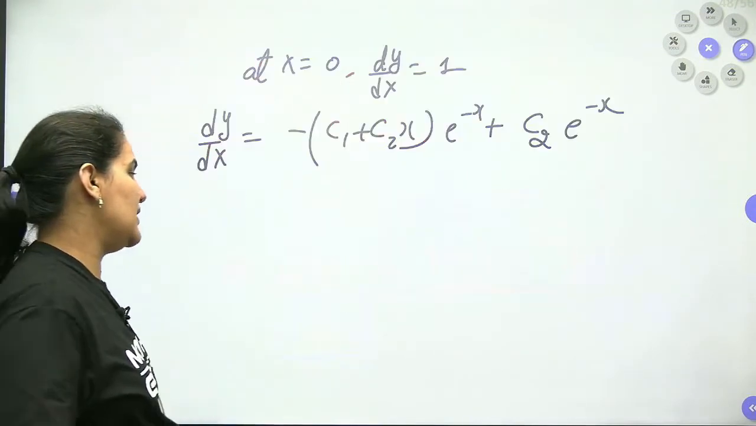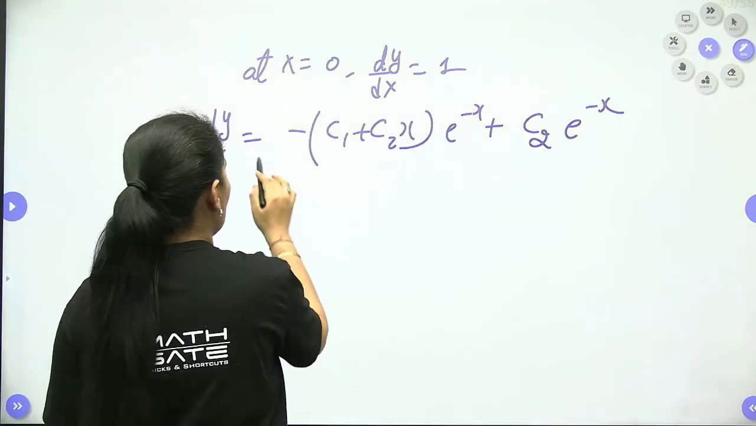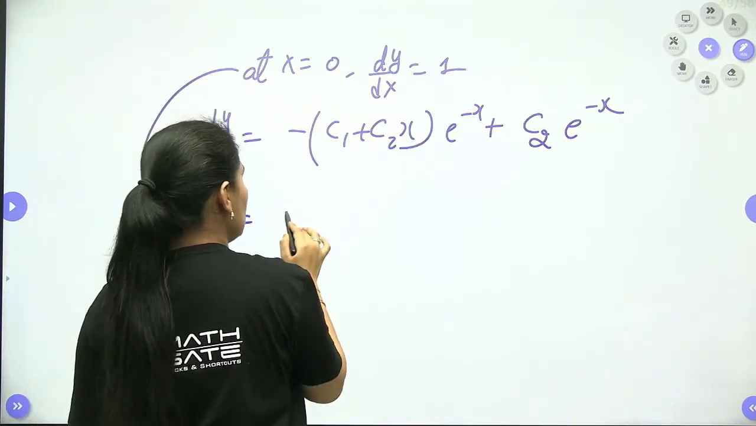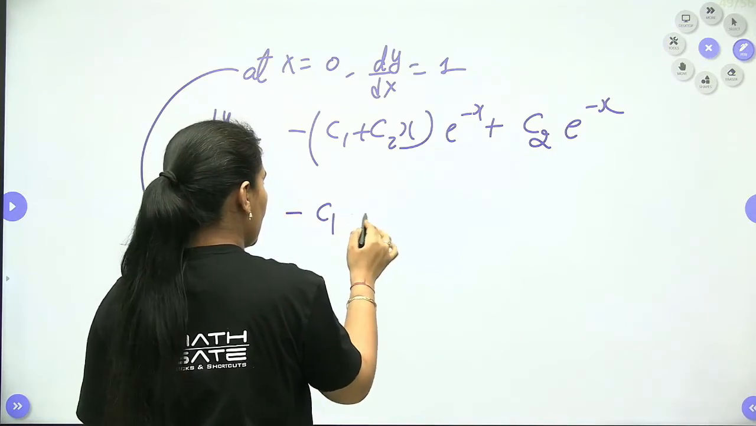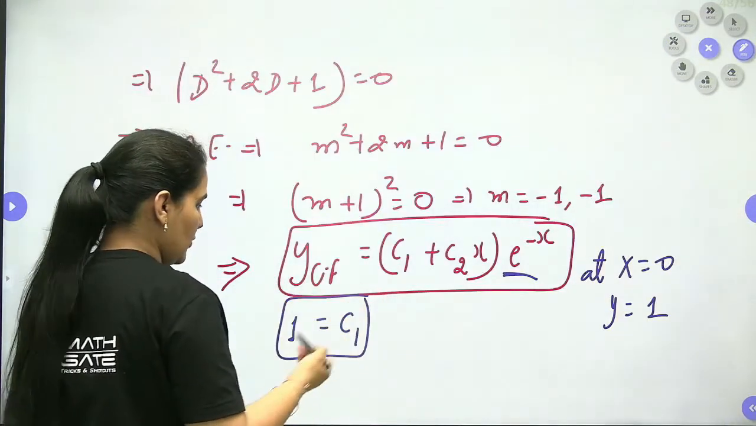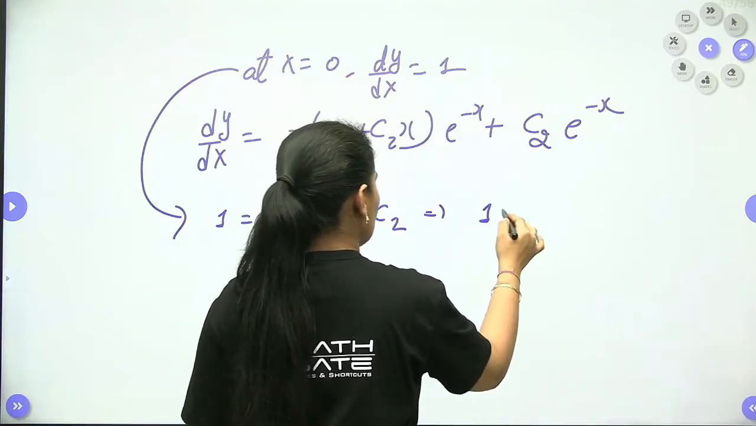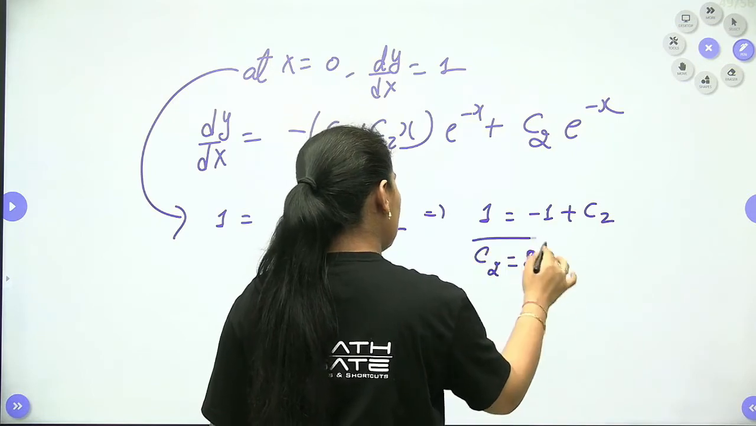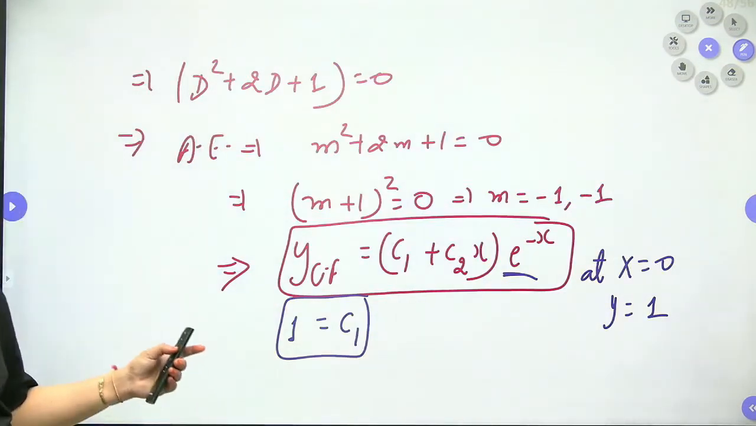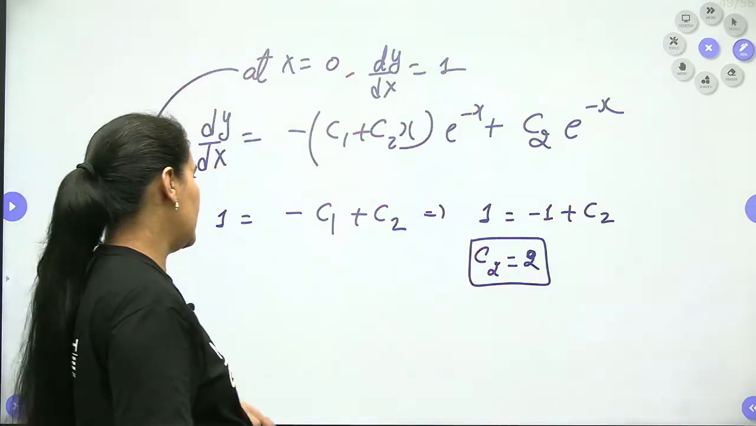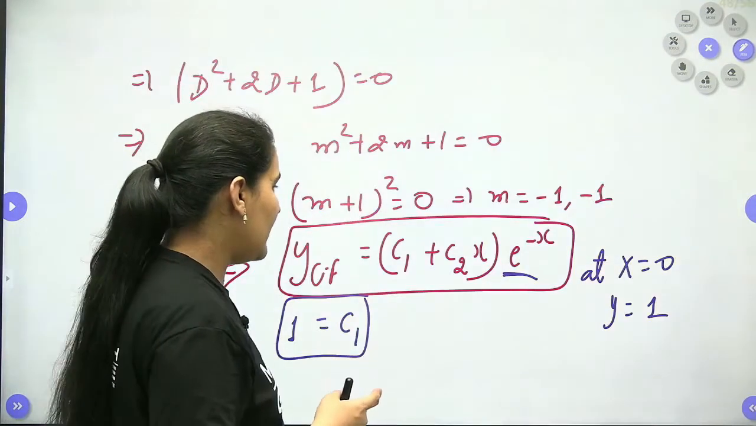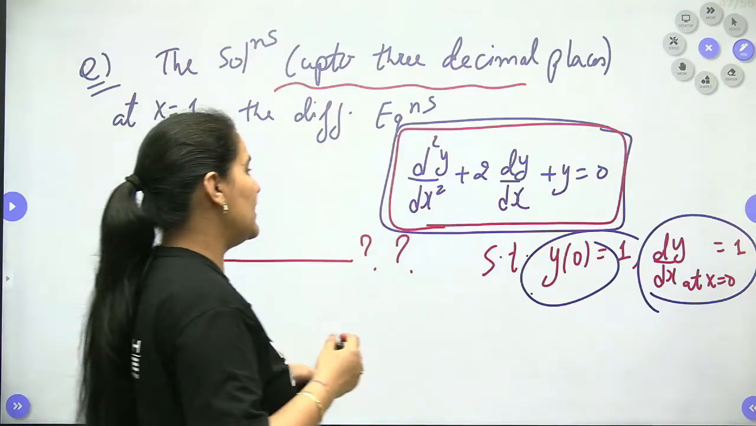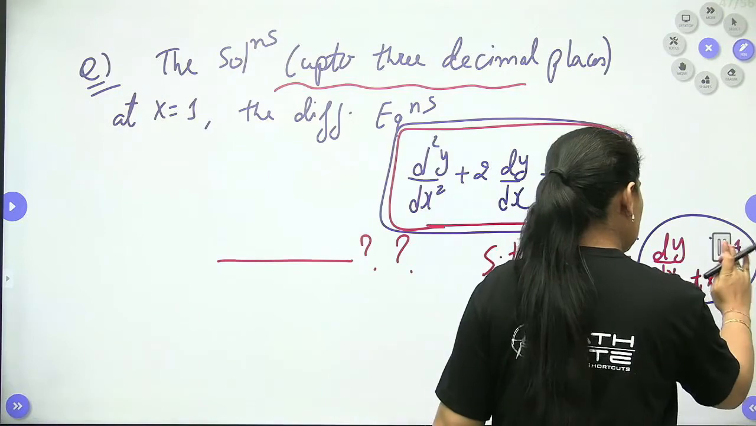When we apply the condition x equals 0, dy by dx equals 1, we have minus C1 plus C2, and the value of C1 is already 1. So 1 minus 1 plus C2 gives C2 equals 2. Let me check it. Okay, in the question exactly it was minus 1, my dear students.